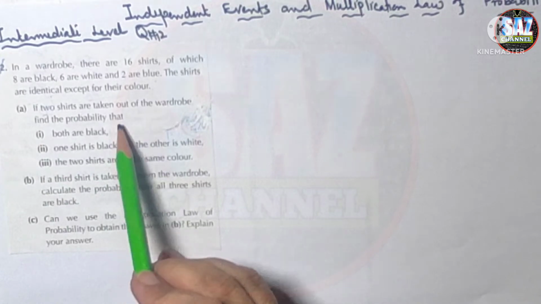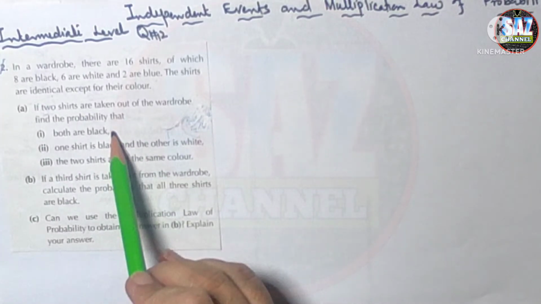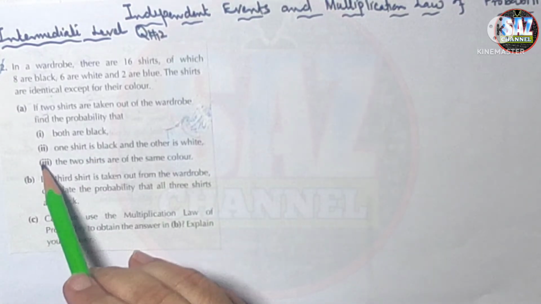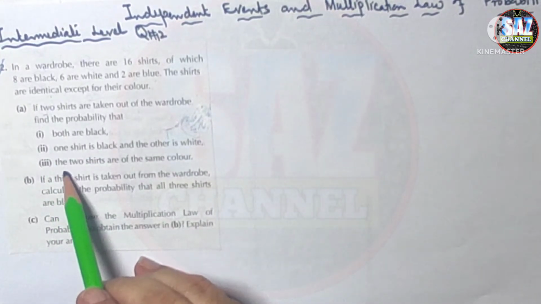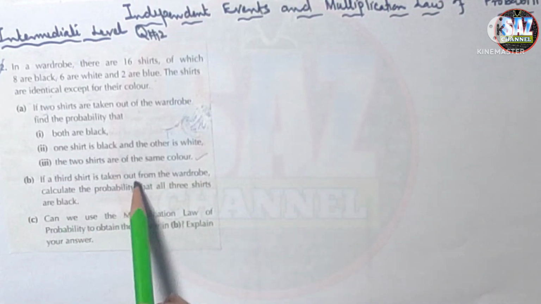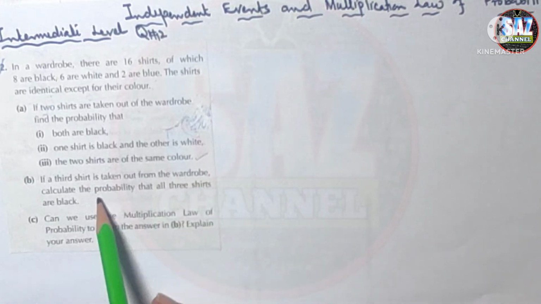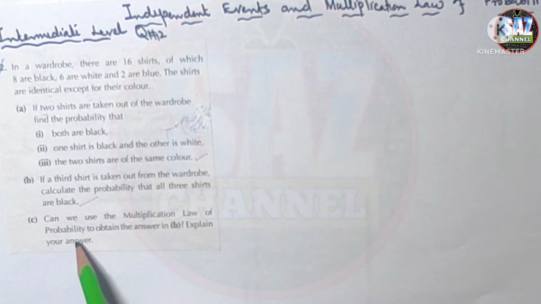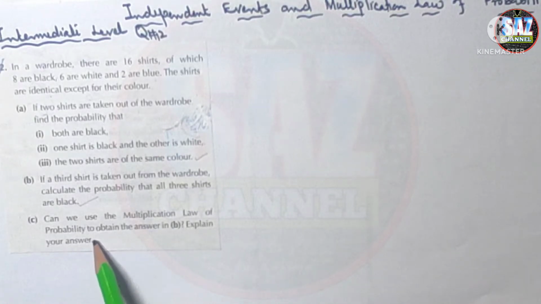find the probability that both the shirts are black. One shirt is black and the other is white. Two shirts of the same color. If a third shirt is taken out from the wardrobe, calculate the probability that all three shirts are black. And then we have to decide, can we use the multiplication law of probability? We will be discussing this in the last part. So let's move to the solution of the question.